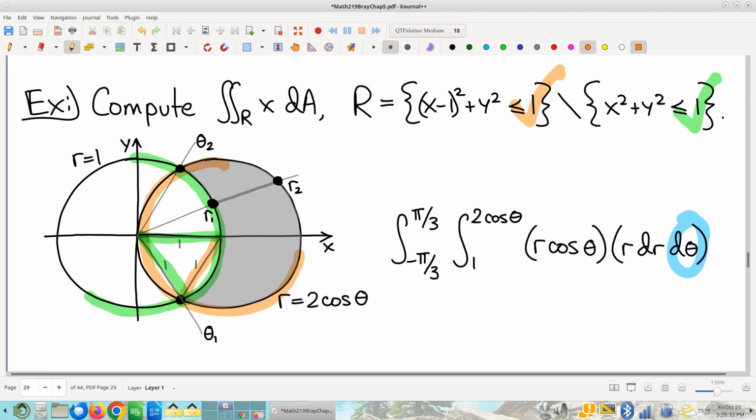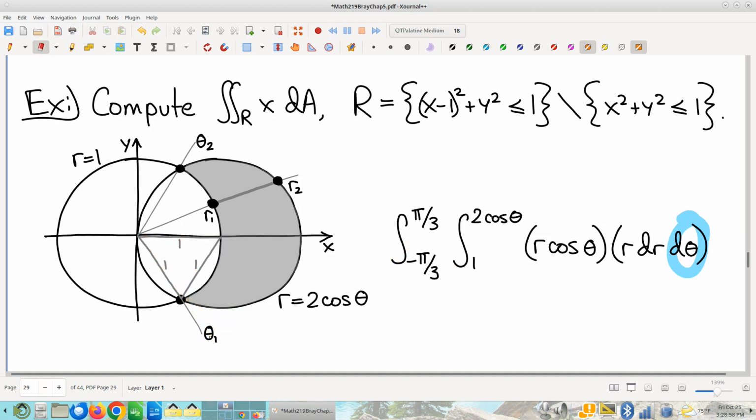Everybody see the little slick move there? It's a good idea to be on the lookout for this kind of thing. I think it's very convenient, and saves you time in some instances. Keeping in mind, of course, that the angle we're looking for is clearly negative, so this is negative pi over 3. Is everybody good?